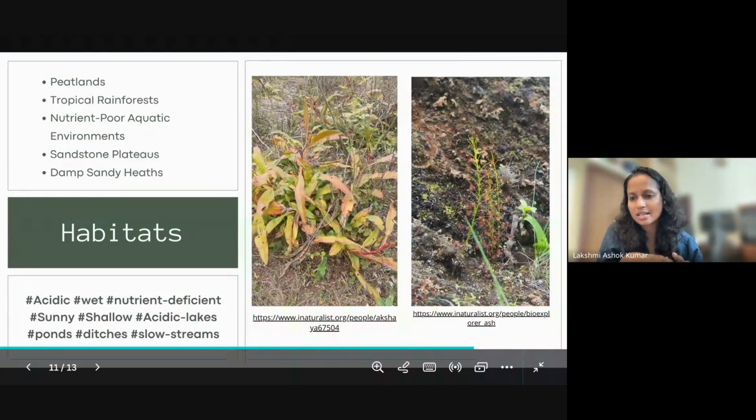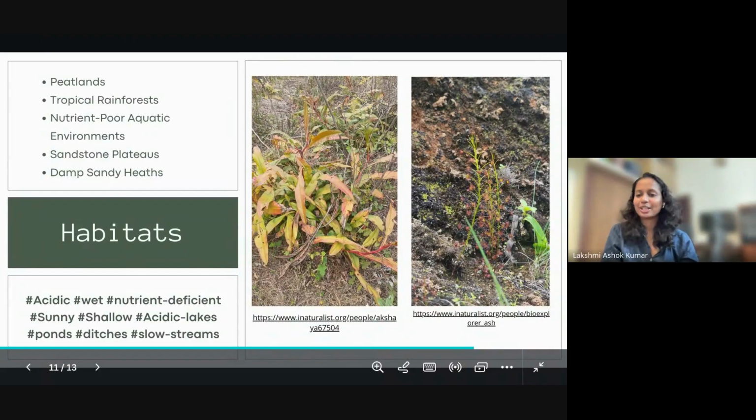So it is a place where the medium is very acidic. It is quite acidic, and also it is wet and has no nutrients. So it is a typical carnivorous plant growing medium.